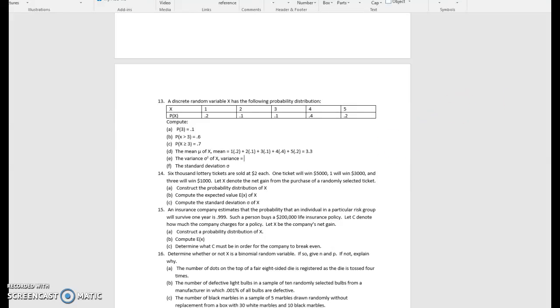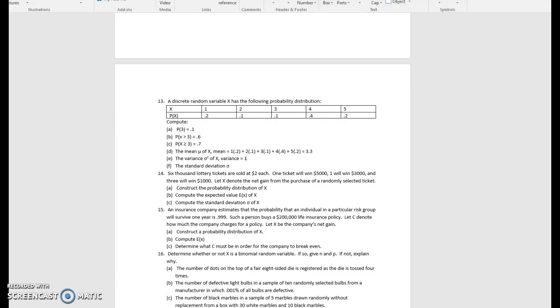Recall, if you look back at your notes, it's the sum of the x squared p(x)'s minus the mean squared. All right, so we need x squared times p(x), and then we want to add all of those up. So what we're going to do is square this number and multiply times this number here, and then add each one of those up for the first part of this.